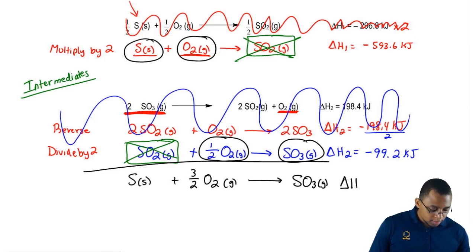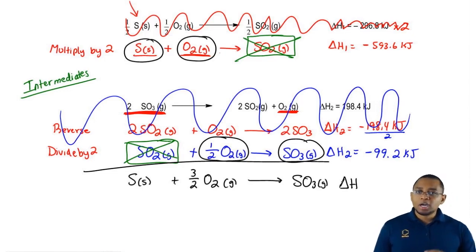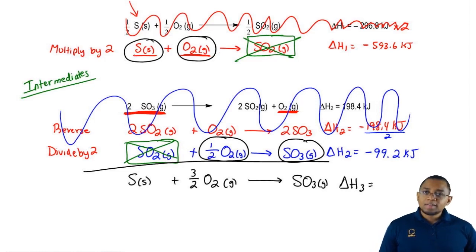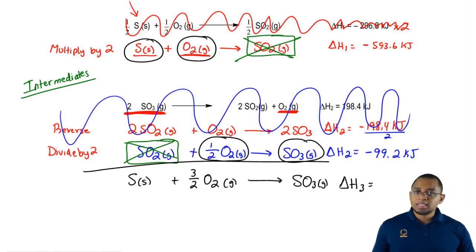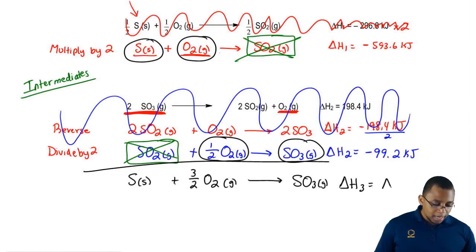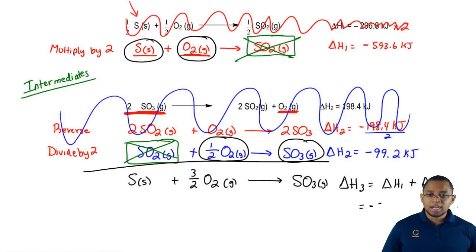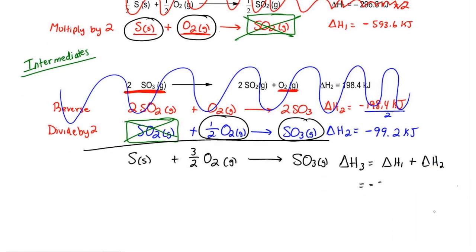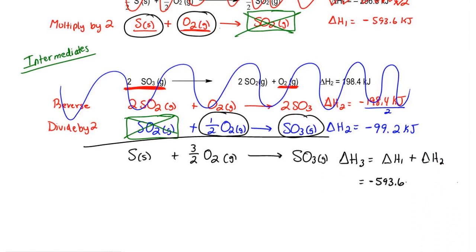And if you notice, the equation we just isolated is the same equation up above. And to find the delta H value of this equation, which we're going to call delta H3, all you do is combine delta H1 plus delta H2. So just add them up. I'm going to take myself out of this image, guys, so we can see the work. So it's going to be negative 593.6 kilojoules plus negative 99.2 kilojoules. So that gives us negative 692.8 kilojoules.